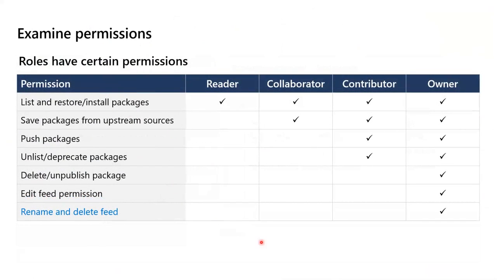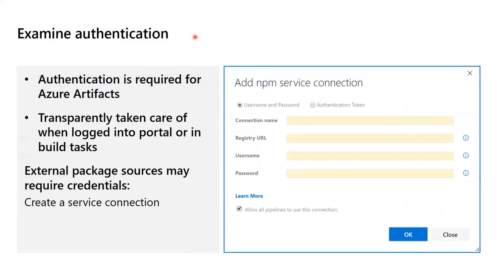There are different types of permissions that we can specify. Roles have certain permissions, such as reader: only list and restore installed packages. Collaborator: list and restore installed packages, and save packages from upstream sources. Then we have the contributor: list, save, push, list, but the contributor doesn't have access to delete or edit the permissions. So this can be achieved just by the owner role. Based on the role that we have specified, there are different permissions that are going to be available. Sometimes we can also enable authentication. External package sources may require credentials, so in order to do this, we need to create a connection.